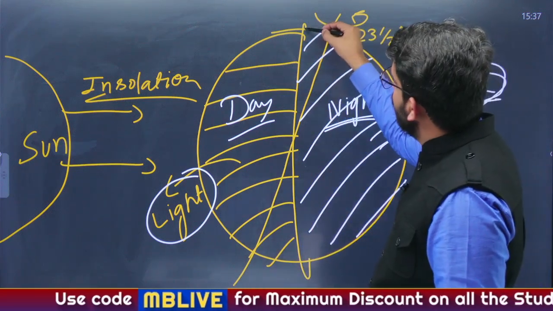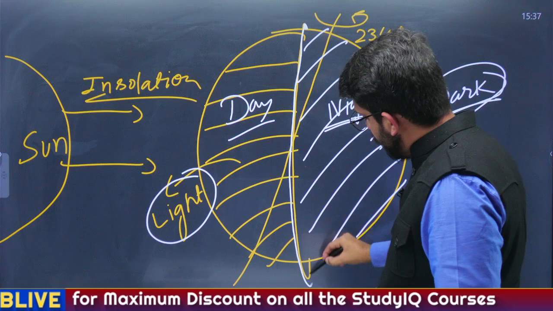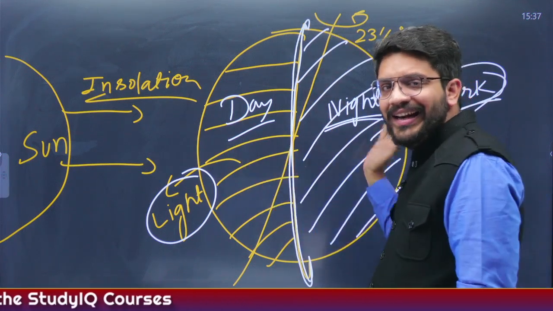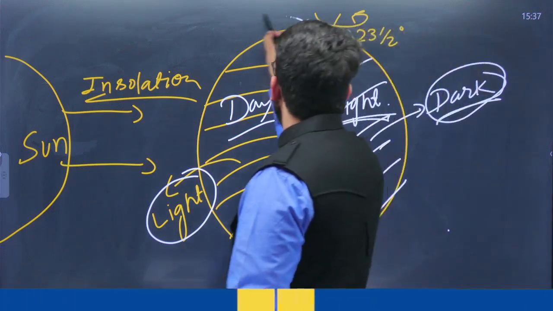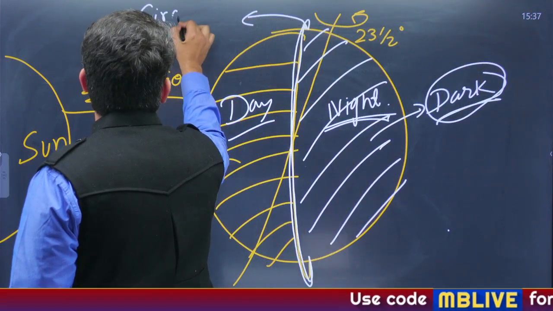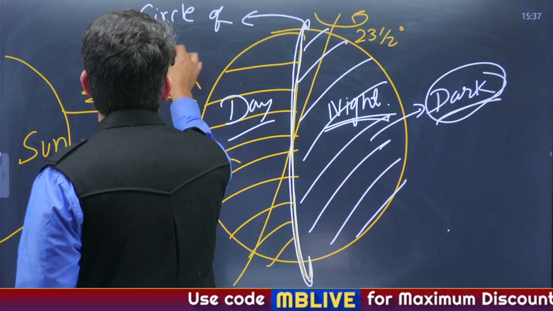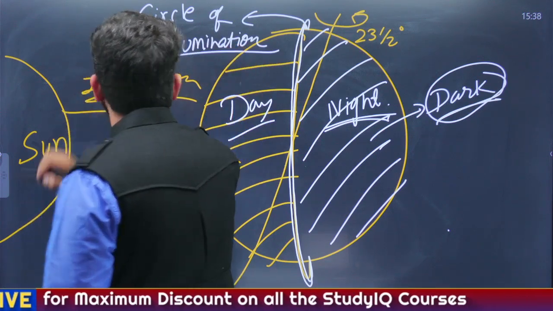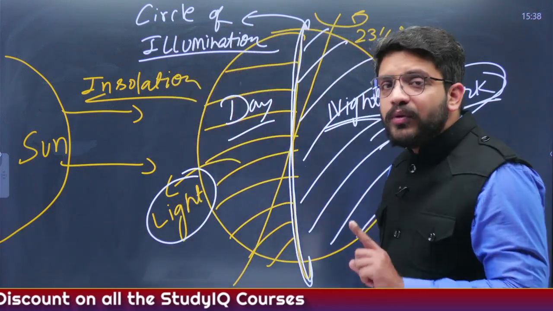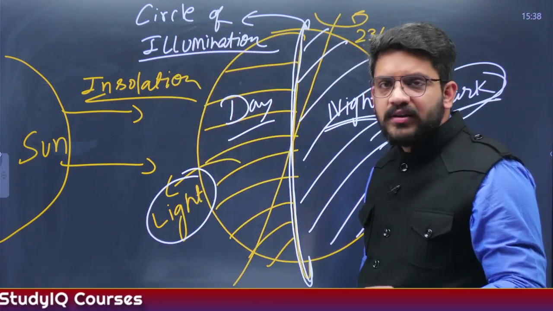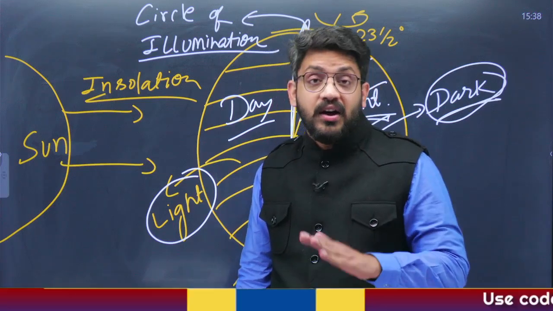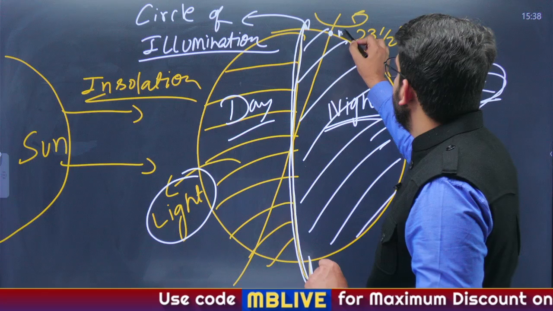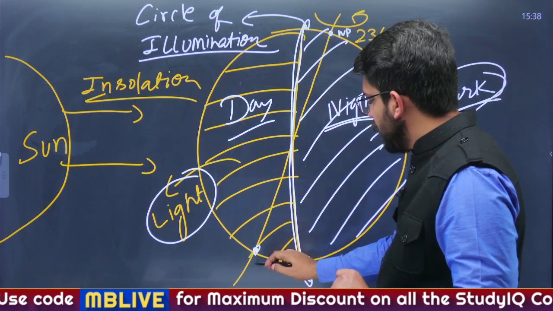This is the circle which divides Earth into day and night. This circle is known as the circle of illumination. So, due to the rotation of Earth, you will experience day and night on the surface of Earth, except here, this is the North Pole, this is the South Pole.